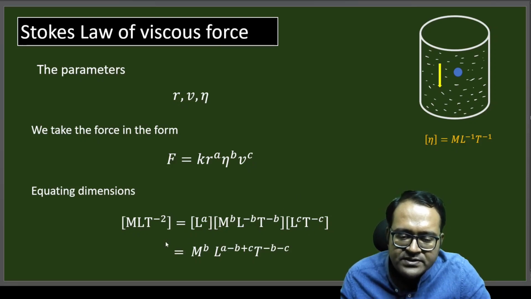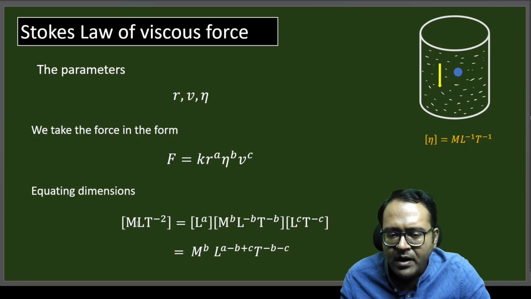Now proceed by a similar method as in the pendulum problem itself. So this is M to the power b. M appears only once. L to the power a minus b plus c. T to the power minus b minus c. Just verify it. Now equate the powers of M, L, and T on both sides.